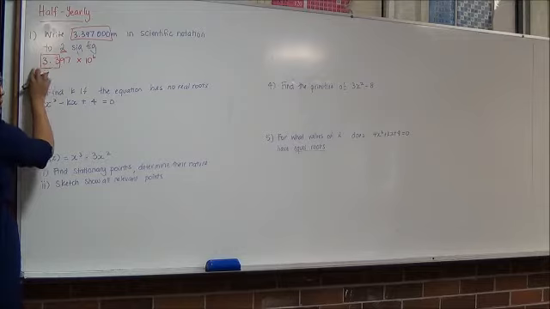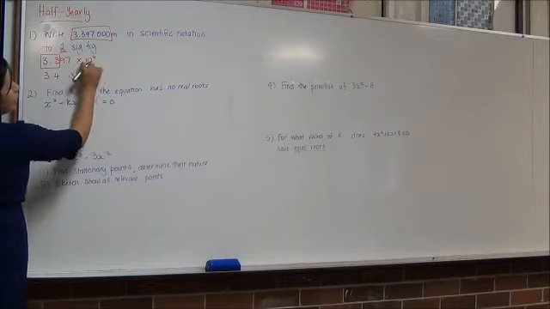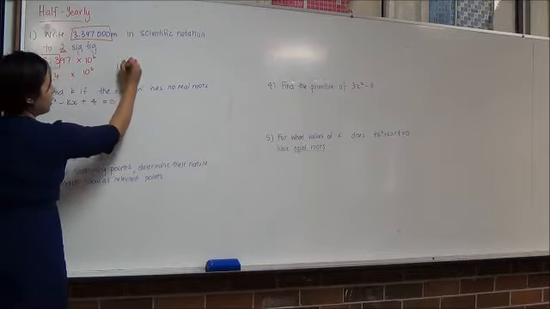So how would we round that to two significant figures? Is it 3.4? And don't forget the times 10 to the power of 6. That still remains, it's only this part that we're rounding off. So that's 1 mark.